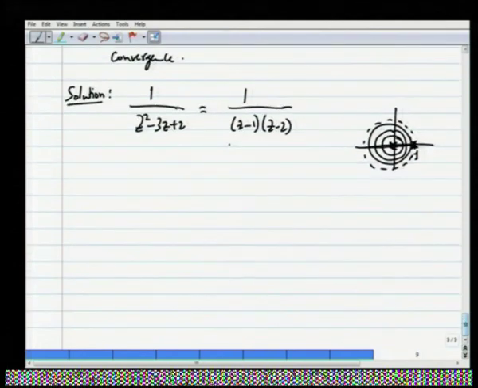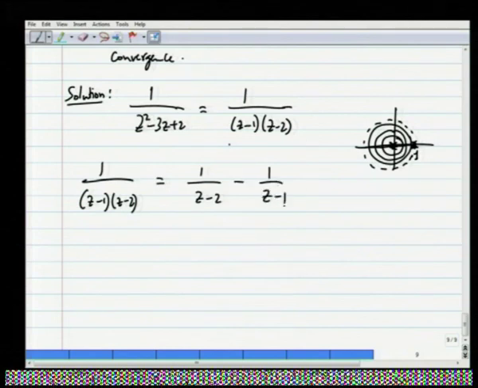We will also show that directly, without resorting to this kind of picture. So, 1 by z minus 1 times z minus 2, in order to write it in the form of a power series about 0, what we will do is split this into partial fractions. When we split this into partial fractions, we get 1 by z minus 2 minus 1 by z minus 1.